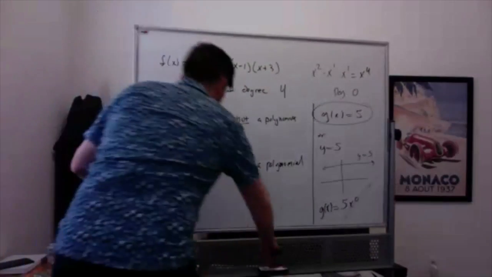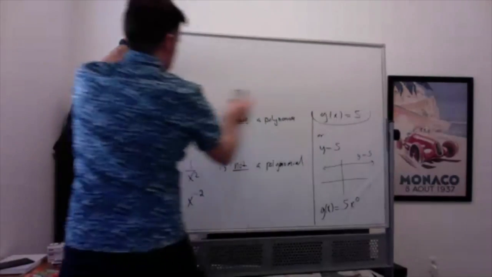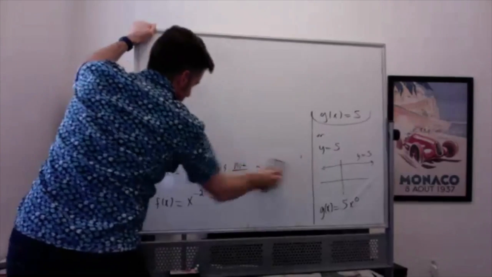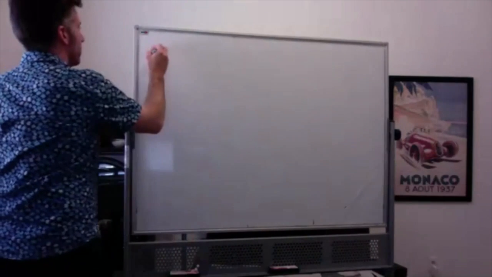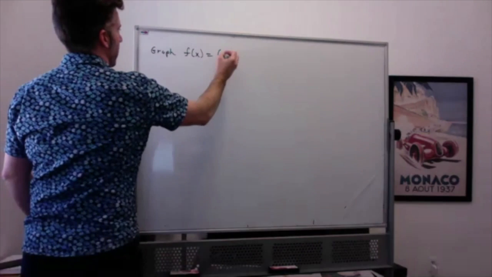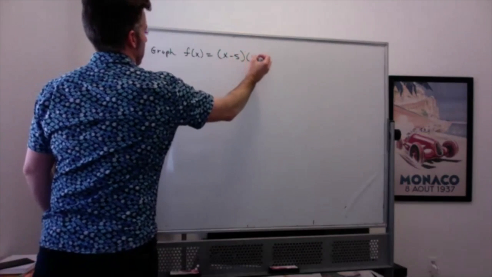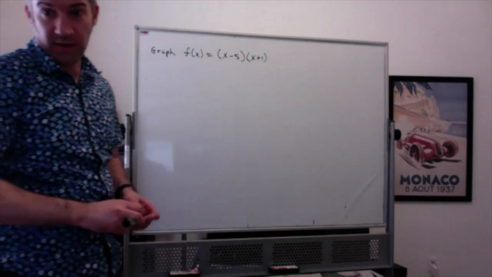In fact, I'm going to start off with not the first example there, because I want to point out one way we could totally do this. So I'm going to graph a quadratic, even though we know what's supposed to happen. So let's graph f of x equals x minus 5 times x plus 1. And I'm going to ignore the vertex, even though normally we would find it.